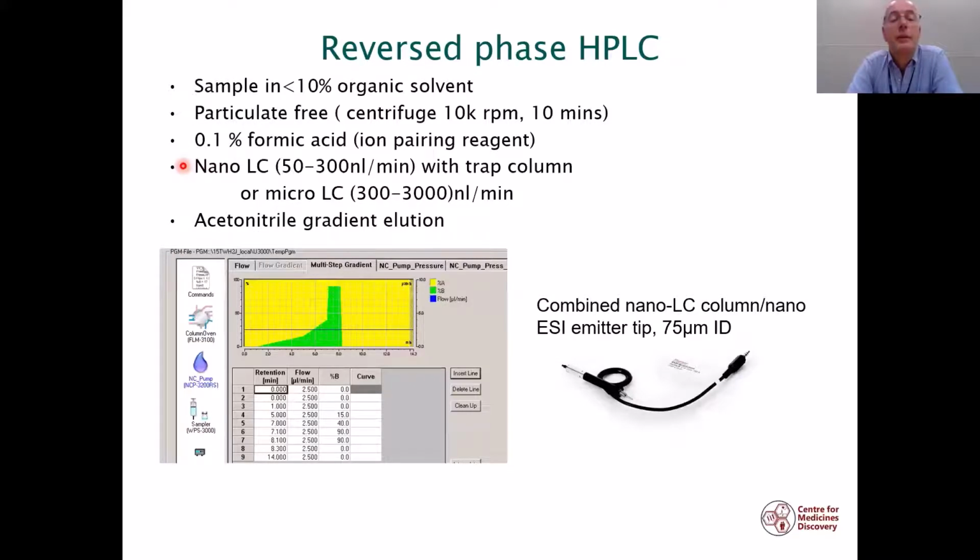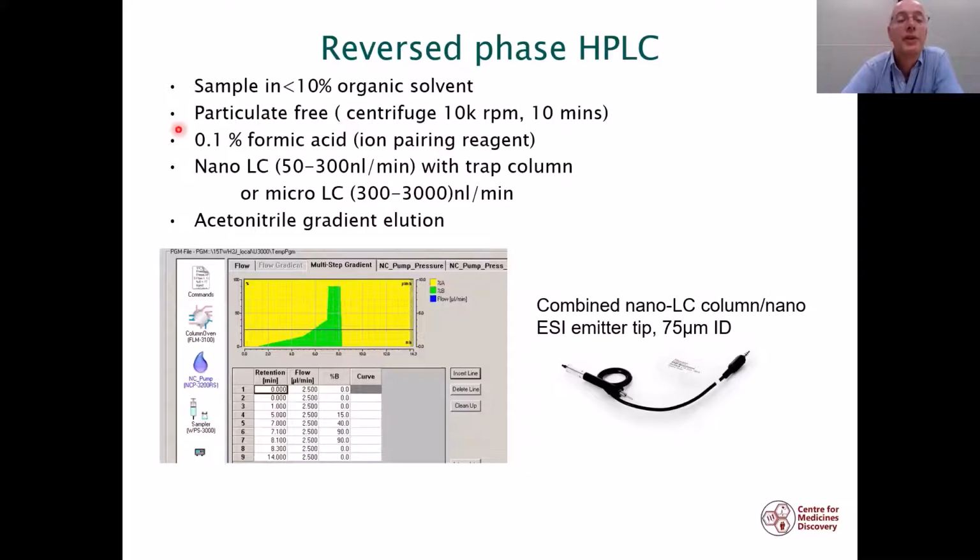So this is our HPLC method. Your sample needs to be in less than 10% organic solvent. There's a very good reason for that. In reverse phase, if your sample has more than 10% organic solvent, it will not bind to the column. So if you have organic solvent in your sample, you must evaporate it off first and then resuspend it. You need your sample to be particulate free. That's to protect the column. You can do that by centrifuging briefly.